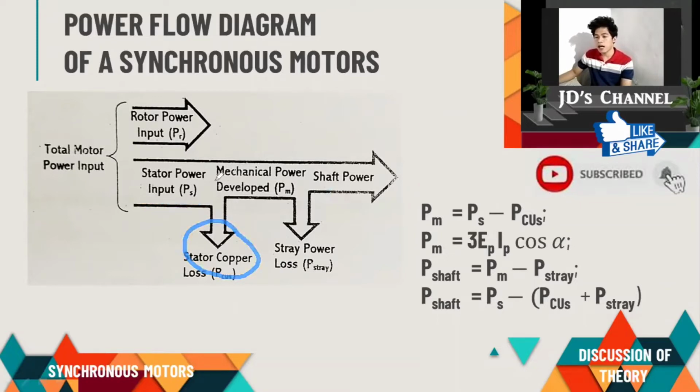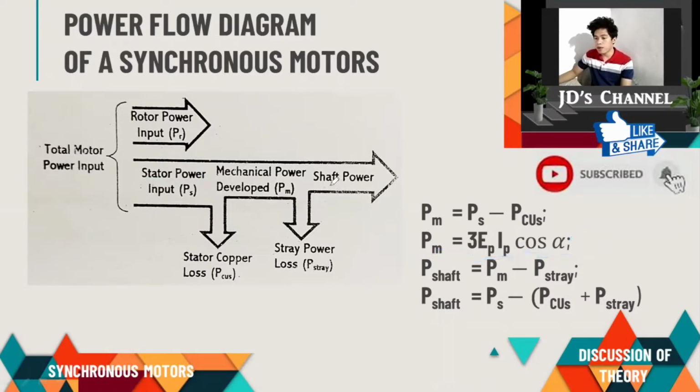Kaya ang output niya is itong ating PM. So itong input, ngayon nagkakaroon ng losses, mababawasan siya. Ang magiging resulta is the mechanical power developed. So pagpasok nito, nagkakaroon ng stator copper loss, ang matitira lang is yung ating mechanical power developed. Next, ito naman is another working formula na we can use sa ating mechanical power developed. Mamaya magagamit natin itong formula.